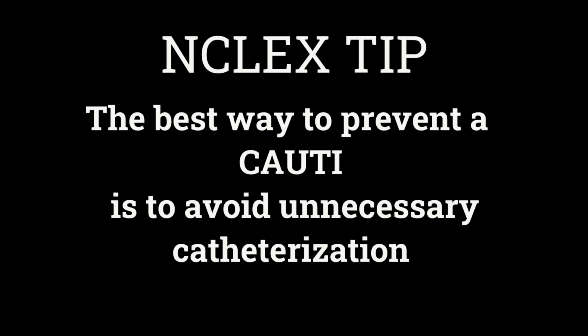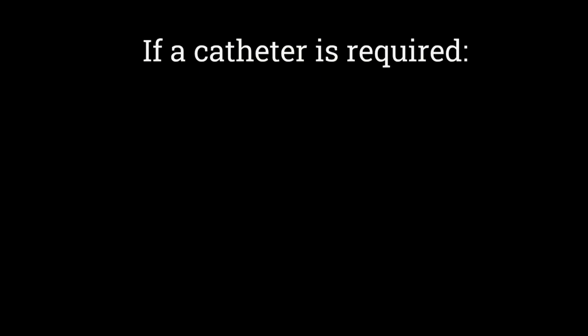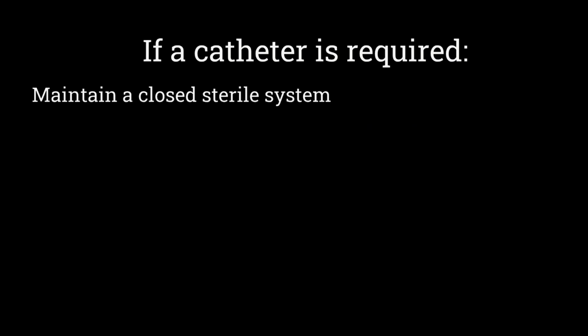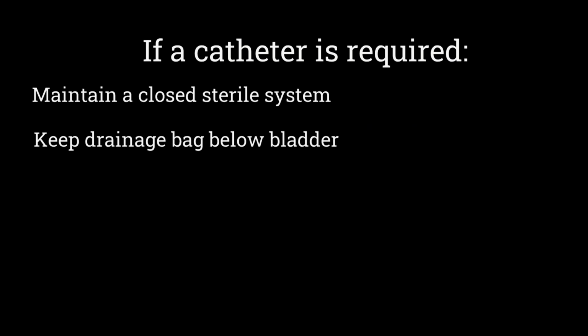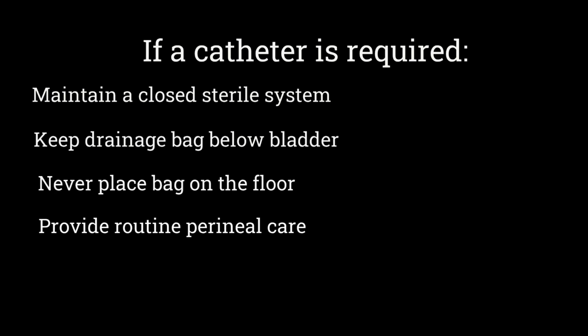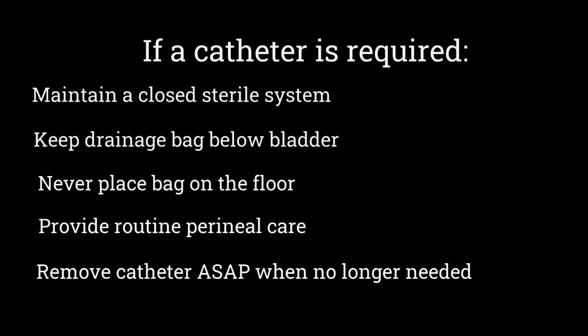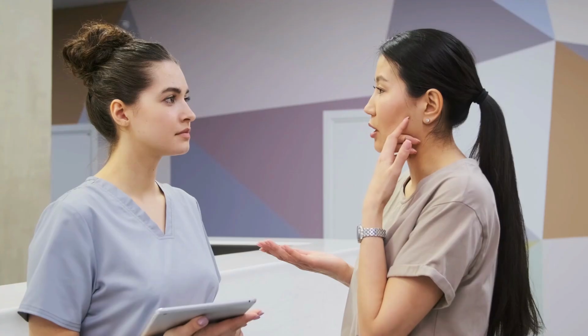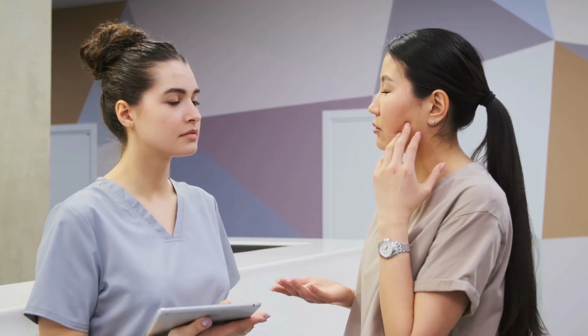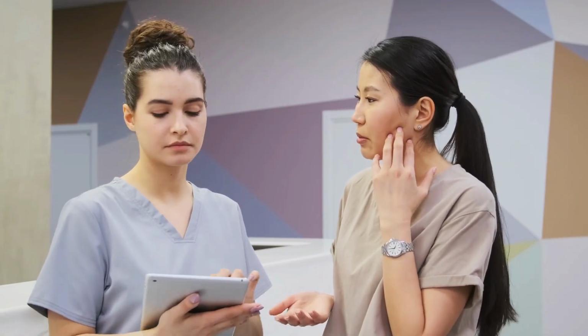Catheter care is a huge NCLEX topic. Remember this NCLEX principle. The best way to prevent a catheter-associated urinary tract infection is to avoid unnecessary catheterization. If a catheter is required, maintain a closed, sterile drainage system. Keep the collection bag below bladder level. Never allow the drainage bag to rest on the floor. Perform routine perineal hygiene and remove the catheter as soon as it is no longer medically necessary. When caring for your patients, always ask yourself, is this catheter still indicated?